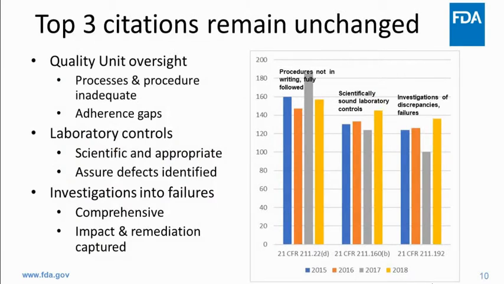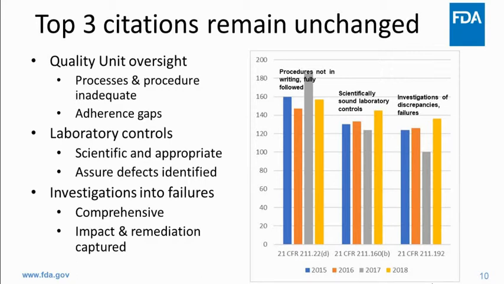So if we go and talk towards the top 3 citations, you can see they tend to remain unchanged, starting with the quality unit oversight being the key one, which is 21 CFR 211.22(d), which has been the main one that we see at the top of the list. It's really around the fact that the processes and procedures are typically not seen to be in writing, or they're not adequate, or there are adherence gaps that have been noted.